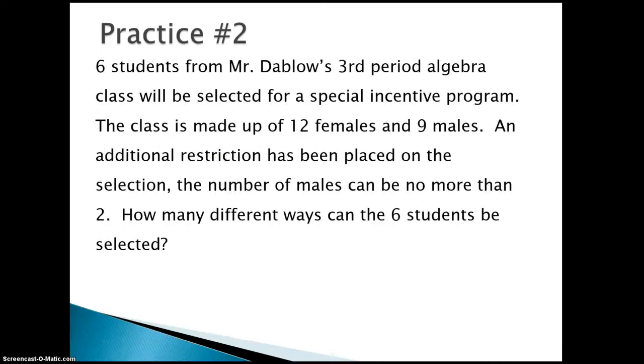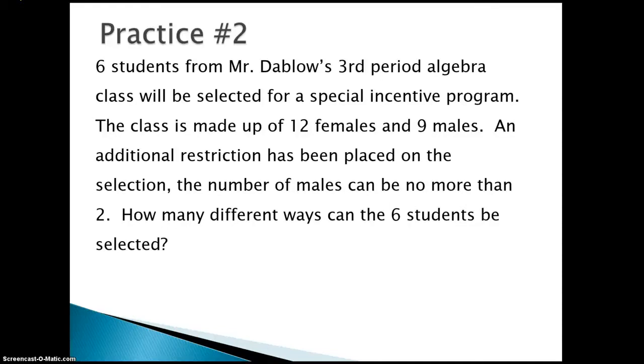Now I want you to try this one on your own. It says 6 students from Mr. Dablow's 3rd period algebra class have been selected for a special incentive program. The class is made up of 12 females and 9 males. An additional restriction has been placed on the selection: there may be no more than 2 males. How many different ways can 6 students be selected?